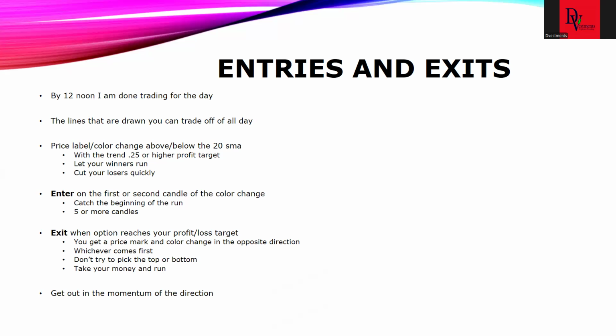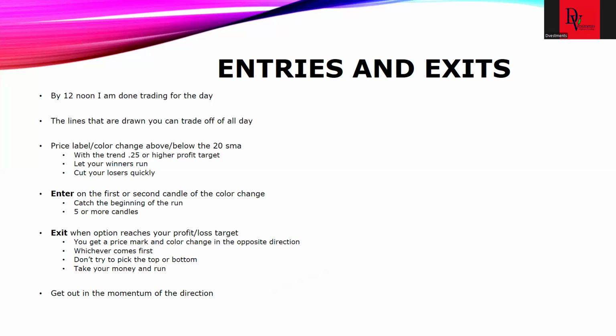What I'm looking for on stock charts is my price label and my color change. When I'm talking about color change, I'm talking about my candles changing colors. So I'm looking for a price label, and then a color change, either above or below the 20, depending on the direction of the trend. I'm always going to trade with the trend, and I'm going to be looking for my option to go up 25 cents or more above where I bought it. That's going to be my profit target. So if I got in at $1, I'm going to be selling at $1.25 or more.